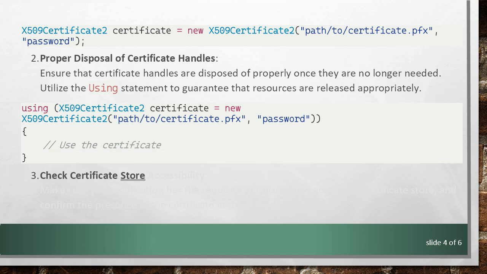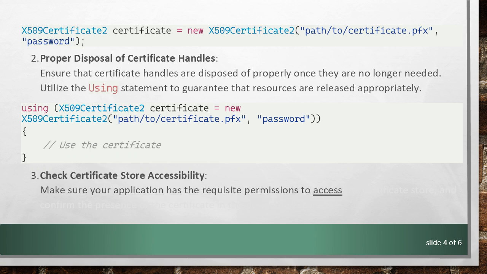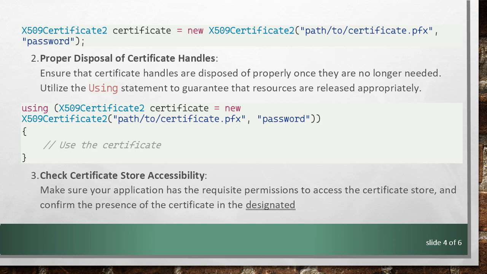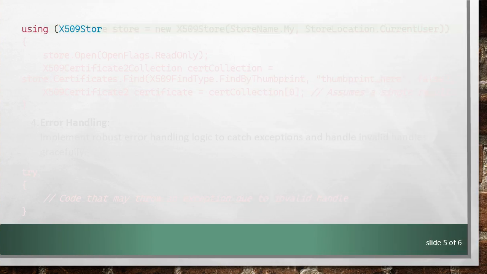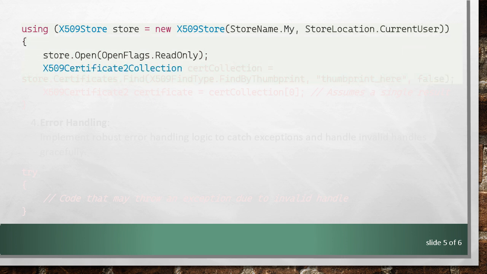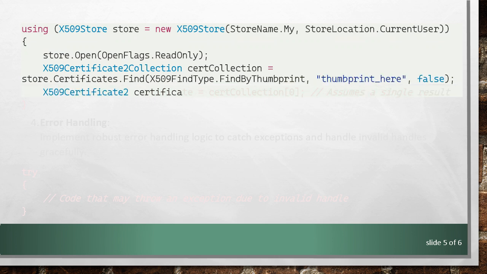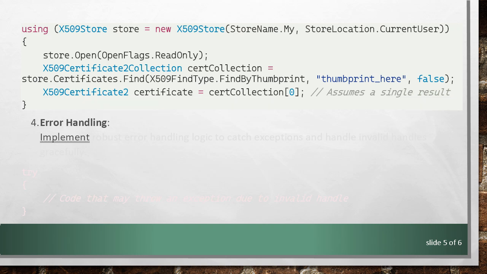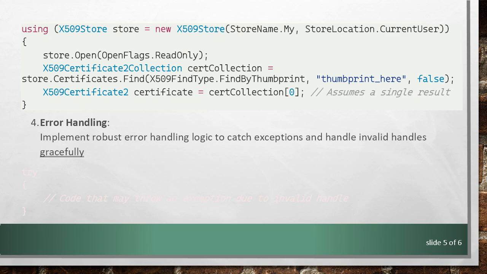Check certificate store accessibility. Make sure your application has the requisite permissions to access the certificate store, and confirm the presence of the certificate in the designated store. Error handling. Implement robust error handling logic to catch exceptions and handle invalid handles gracefully.